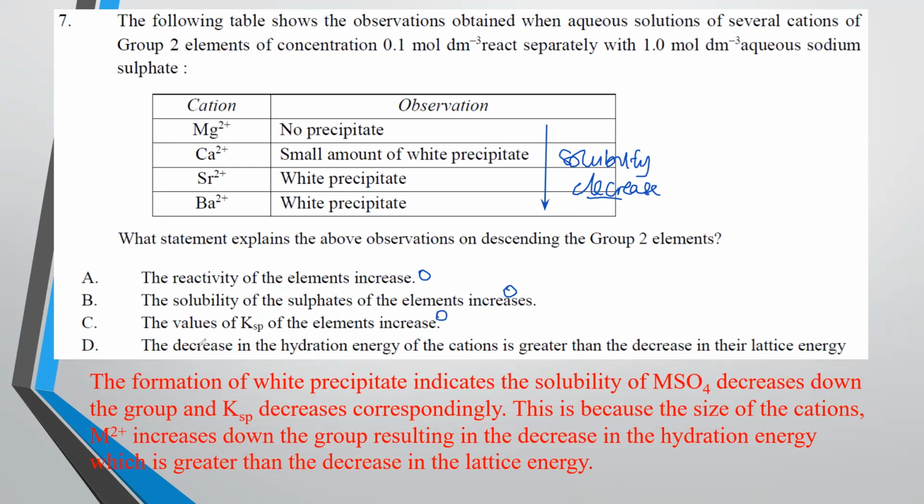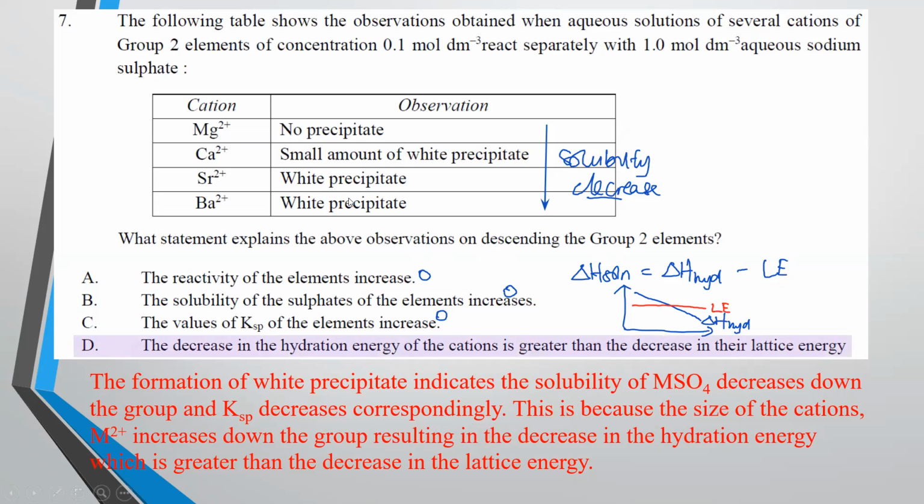And finally, for D, the decrease in the hydration enthalpy of the cation is greater than the decrease in their lattice energy, which is correct. As I mentioned just now, the enthalpy change of solution is equal to the enthalpy change of hydration minus lattice energy. So in the energy cycle, the change in the hydration is more significant than the change in the lattice energy, due to the large sulfate ions that cause the lattice energy not to change significantly. As a result, the enthalpy change of solution becomes more endothermic, hence it becomes more and more insoluble. So the best answer in here is D.